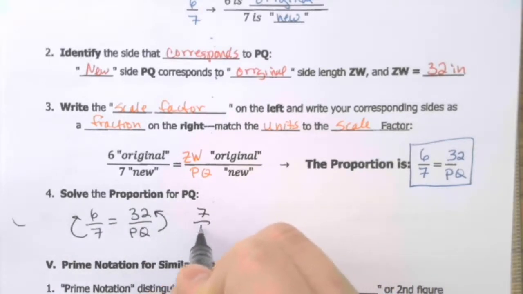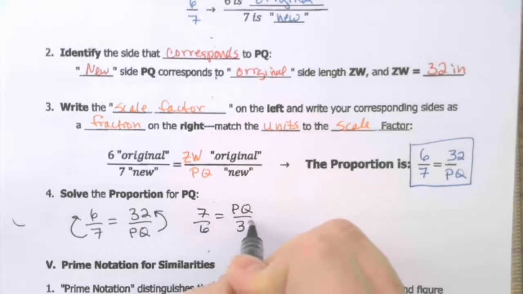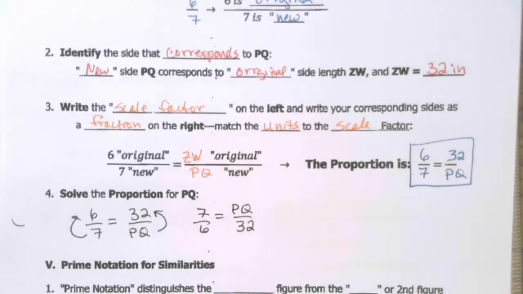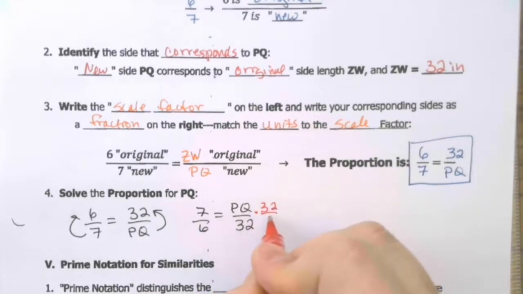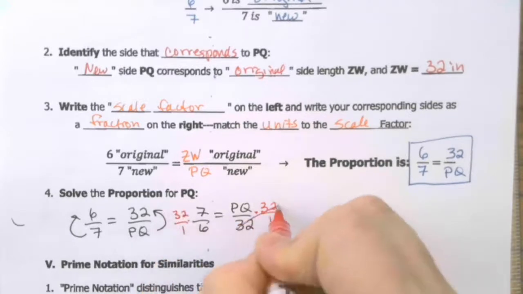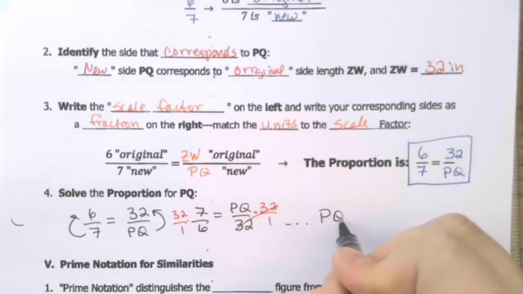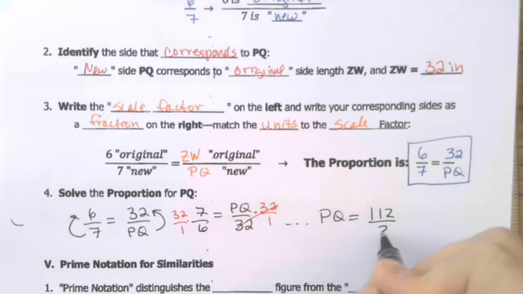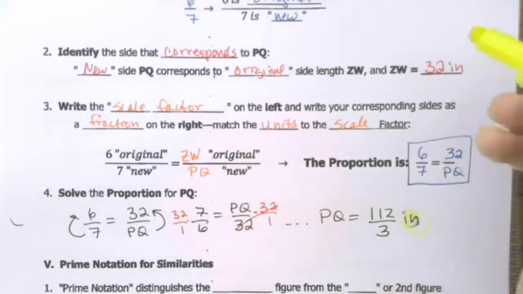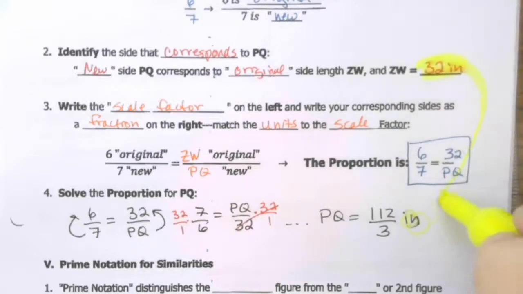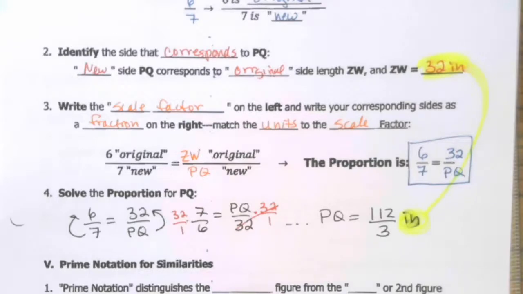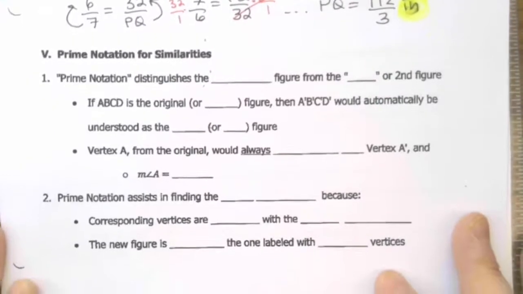That gives us 7 over 6 equals PQ over 32. To get rid of the 32, we're going to use the reciprocal, 32 over 1. 32 cancels out. And with lots of multiplying and reducing, the length of PQ is 112 over 3. And again, we know it is inches because ZW was 32 inches, which means the one we're finding will also be inches. Inches and inches.